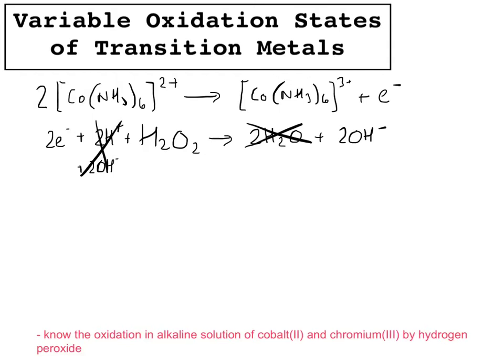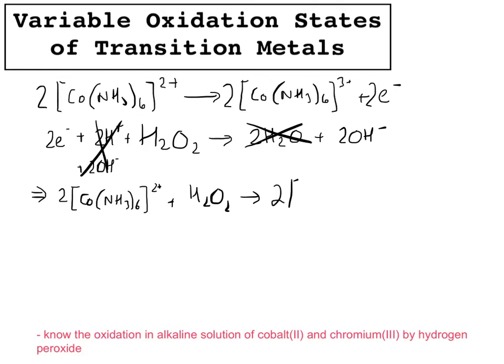We just need to multiply up the top equation by 2 in order for the electrons to balance, and so what we get is 2 of the cobalt ammonia complexes plus H2O2 hydrogen peroxide goes to make 2 of the 3+ complex plus 2OH-.